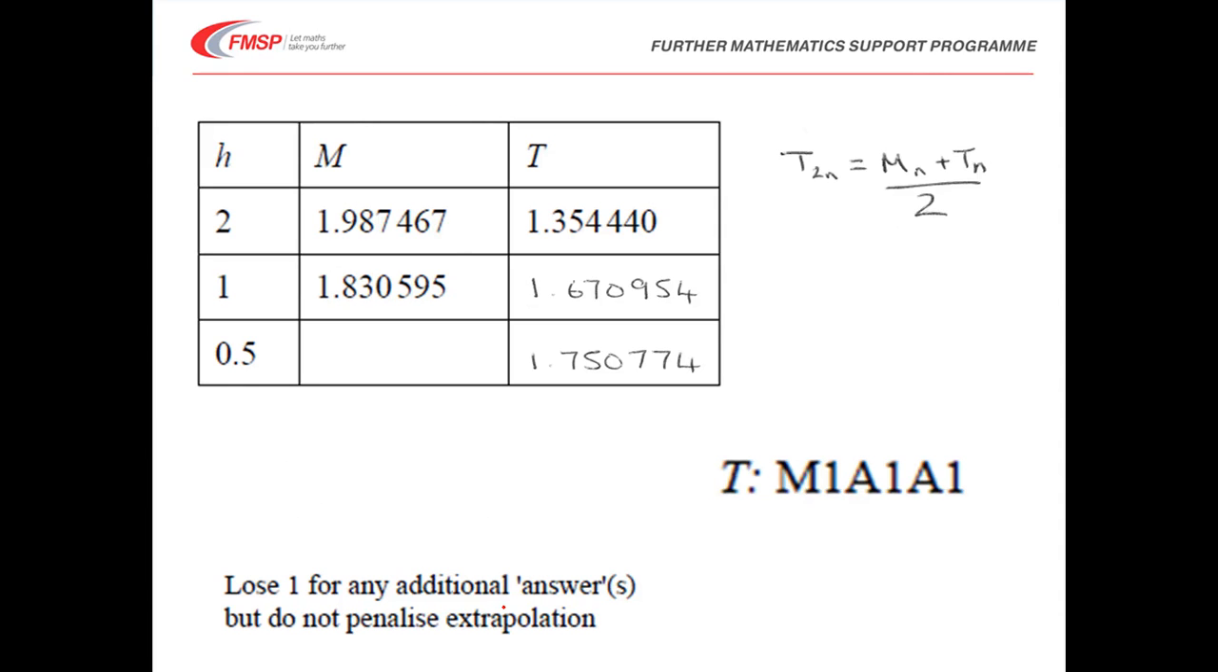Okay, so the marking for that: 1 mark for the correct method and 1 mark for each of the two answers. Look at what it says on the mark scheme as well. It says that you'd lose 1 for any additional answers. Don't worry about the extrapolation. I'm actually going to do a question with extrapolation later. But it would be a bit of overkill, and it's actually referring not just to the trapezium rule ones here. You'd lose 1 mark if you did any extra Simpson's rule as well.